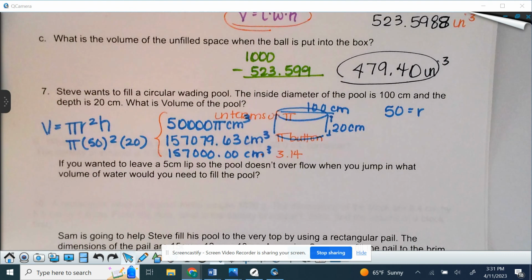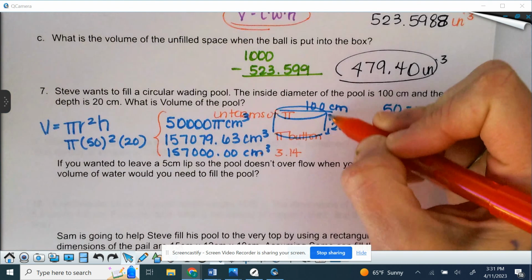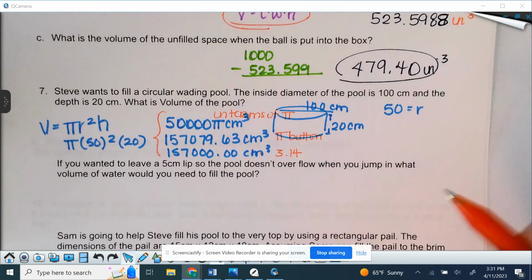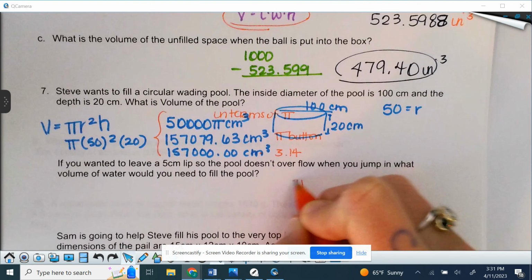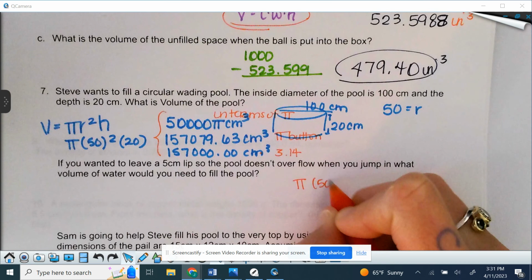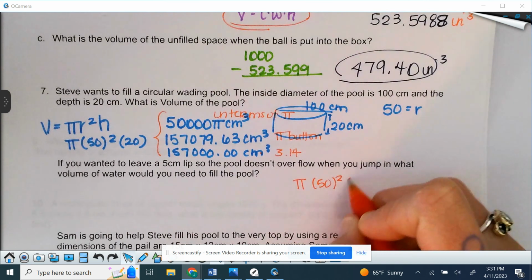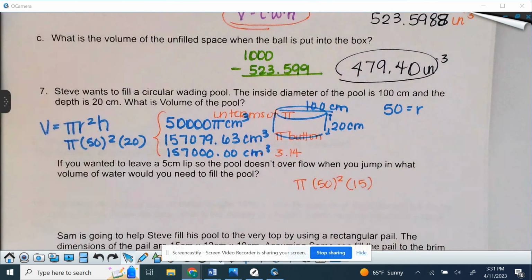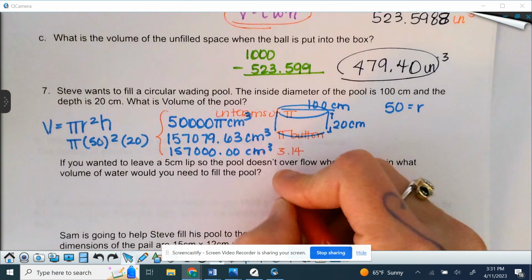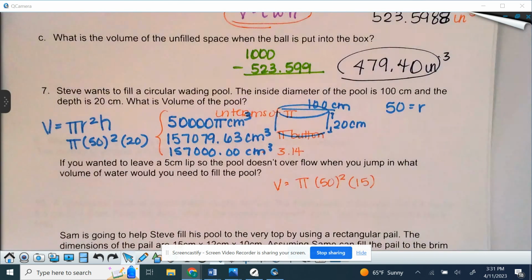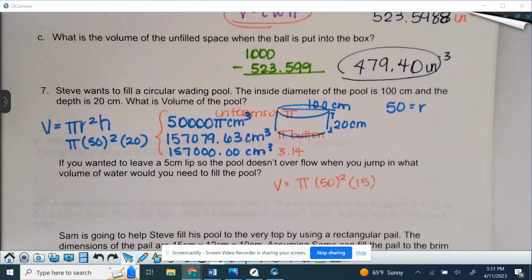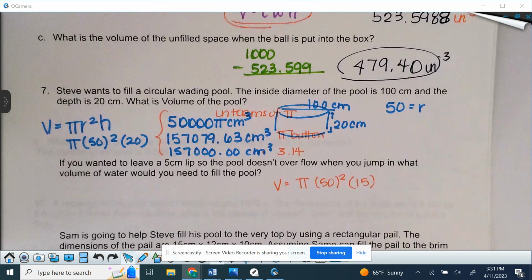So if the whole pool is 20 centimeters high and we want to leave 5 centimeters, we're going to do the exact same thing, but instead of doing 20, we're going to leave that 5 lip. So that means that's a 15 height. That's all the water we're going to put in it. So the pool itself will hold 157,000-ish centimeters cubed. But again, if you jump into a full pool, water's going to flow out. So typically people don't fill it all the way to the rim.